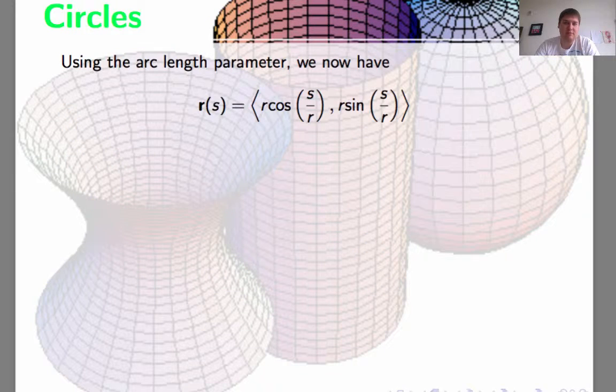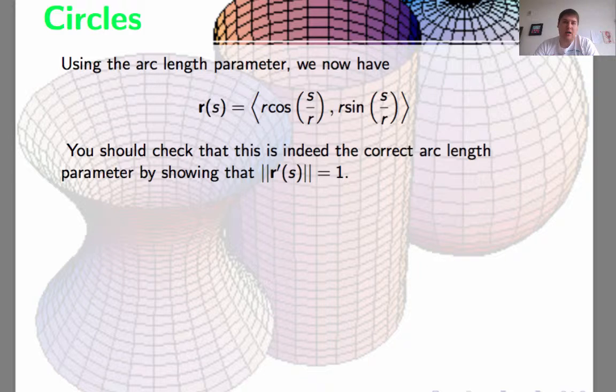So substituting this back in, we get a very nice, well, maybe not so nice, formula for r of s. So r of s is going to be r times the cosine of s over r for the first component, and r times the sine of s over r for the second component. Again, you should check that this is in fact the arc length, and the way that we verify that, you remember, is that there's only one parameter, and that is the arc length, such that the magnitude of the derivative is equal to 1. So I'll let you all play with that for a little bit here. Take the magnitude of the derivative of this vector valued function, and you should get 1 out.